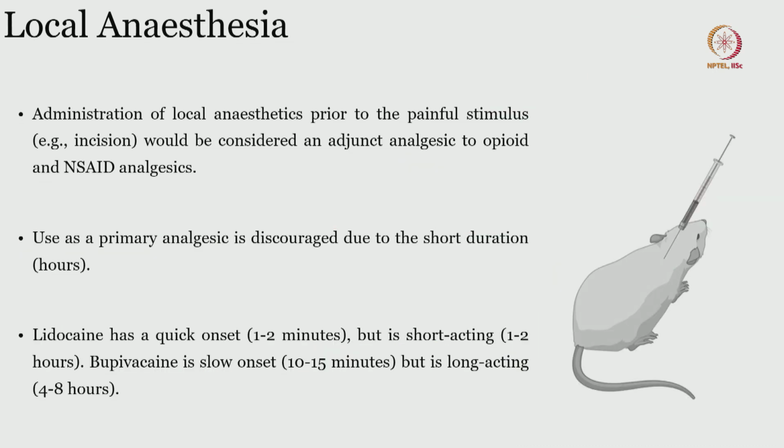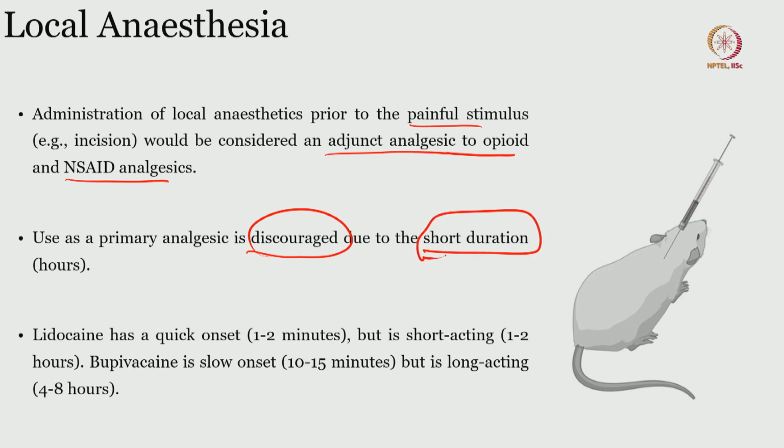So administration of local anesthesia prior to painful stimulus would be considered as an adjunct analgesic to the opioid or NSAID analgesics. Okay. So these can be considered together to give a good pain relief. Use as a primary analgesic is discouraged due to its shorter duration. So this is always used as an adjunct to either general anesthesia or the opioid and NSAID analgesic, which will maintain the analgesia. It has a quick onset around 1 to 2 minutes, but it is short acting.